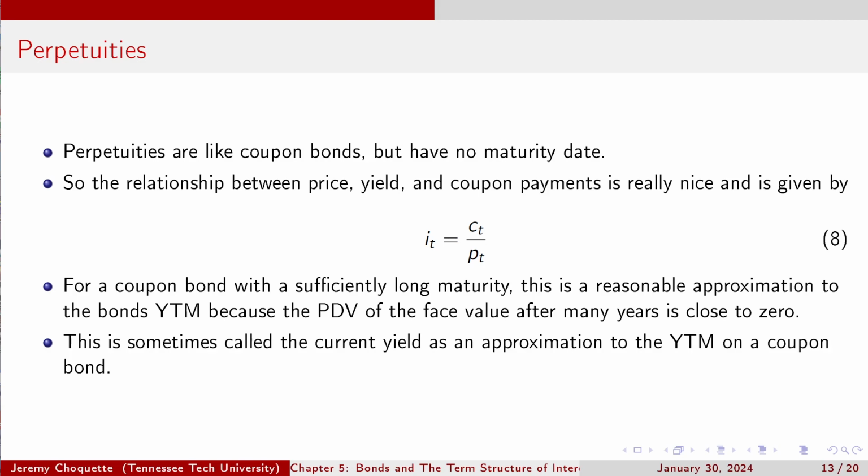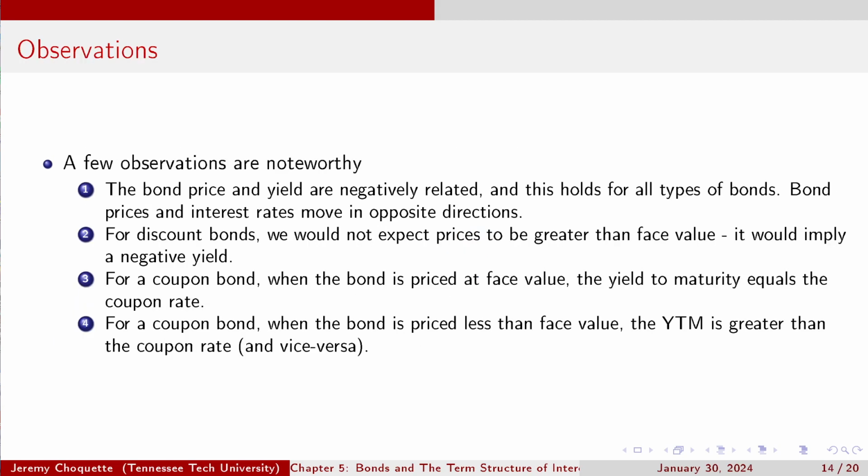So for a coupon bond with a sufficiently long maturity, this is actually a pretty reasonable approximation to the bond's yield to maturity, because the present discounted value of the face value after many years is sufficiently close to zero. This is sometimes called the current yield, as an approximation to the yield to maturity on a coupon bond.